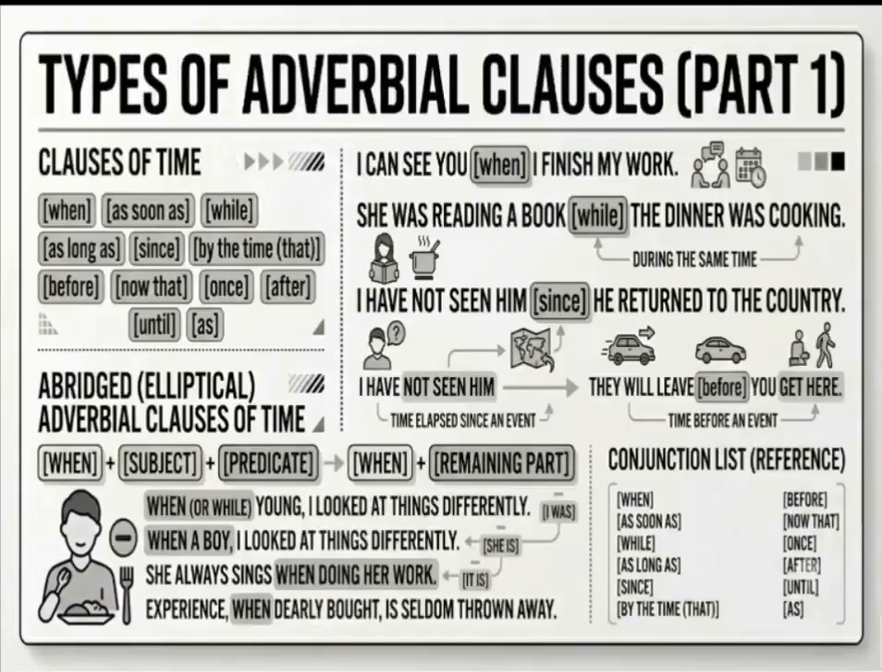The most common way we use adverbial clauses is to talk about time. These clauses answer the question when relative to the main action. As you can see from our reference list on the slide, we use different conjunctions depending on the timing relationships. Simultaneous actions, during the same time, it means. We use while or as. For example, she was reading a book while the dinner was cooking. Or you can see two things happening at once.